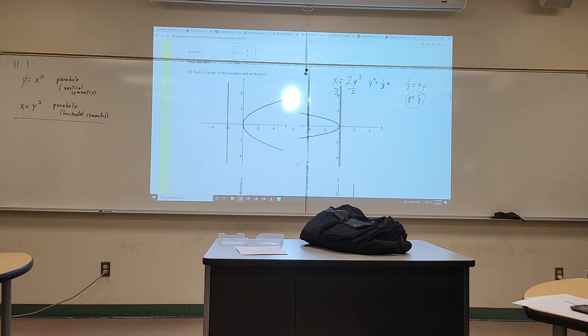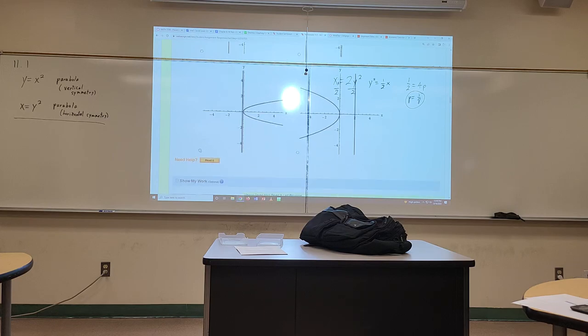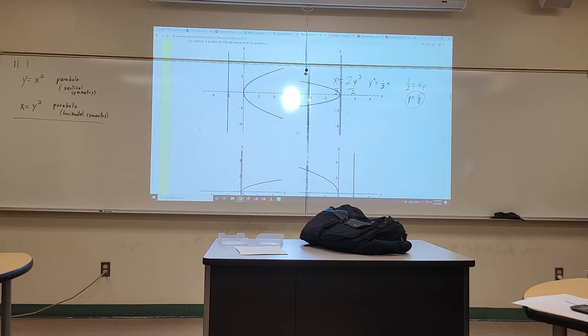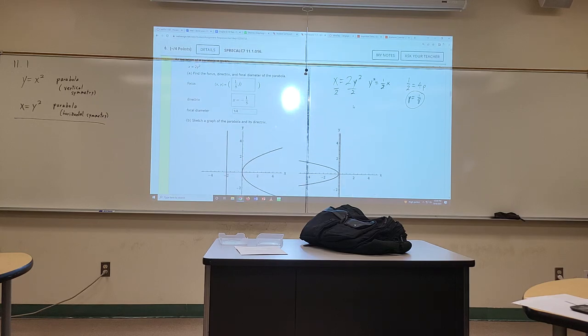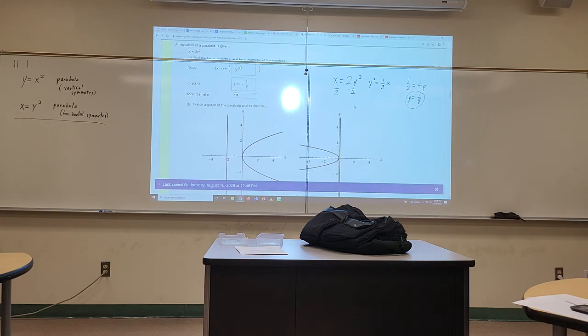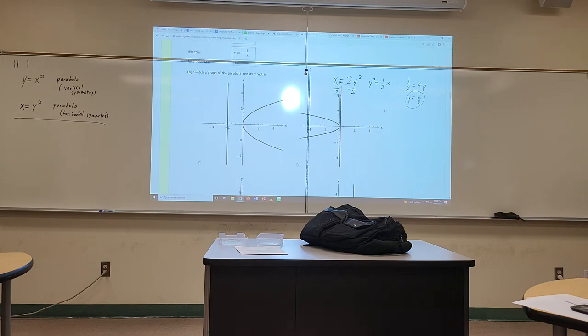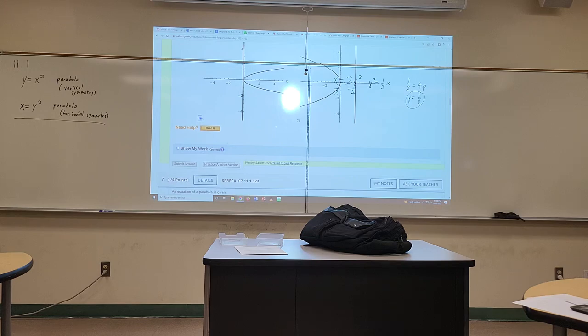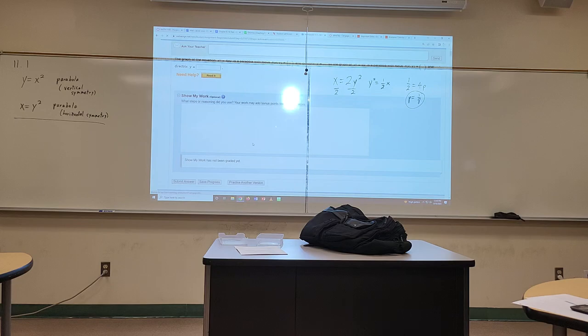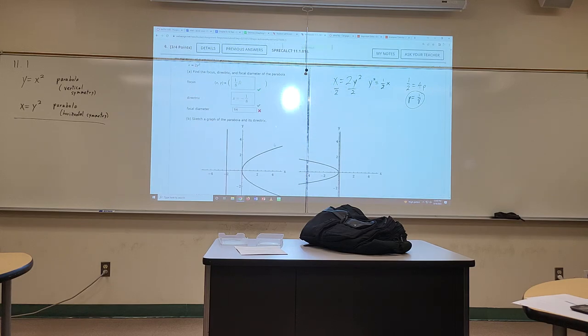So, which of these graphs looks the most accurate? Bottom left. How would I have produced a graph like this? If the signs were opposite, that would reflect the parabola around the y-axis in this case and produce the opening to the left as opposed to the opening to the right we see here. Professor, is the focus always on the x-axis? No. It depends on the orientation.